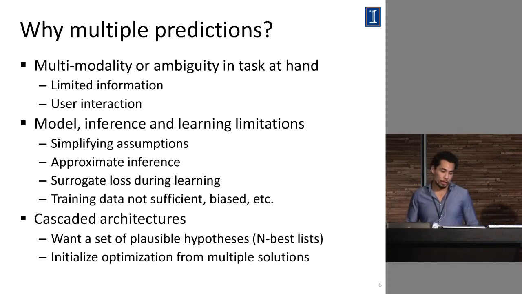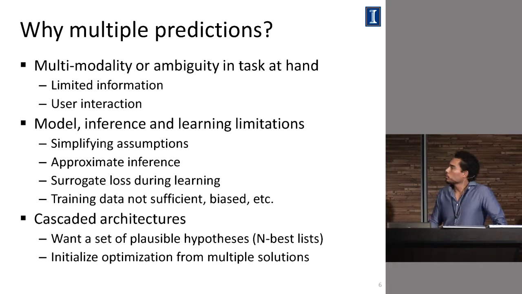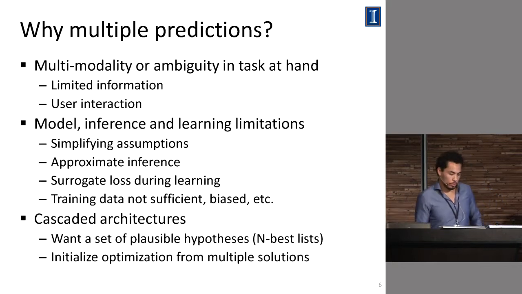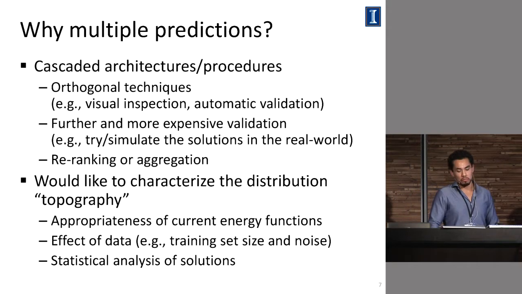So just to motivate the talk real quickly, essentially we want multiple predictions whenever there's some form of uncertainty, so many modes or ambiguities in the task. Also, because of limitations in our model inference or learning, multiple predictions are very useful. They're also useful when you have cascaded architectures. And there's many forms of cascaded architectures. And people have also talked about just looking at the topography of your distribution. By having multiple solutions, you can do statistical analysis on solutions and characterize their energy function, things like that.